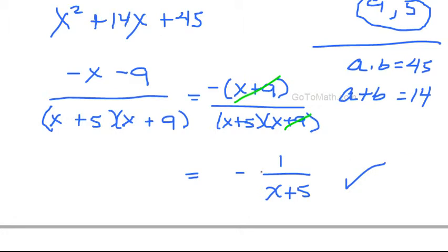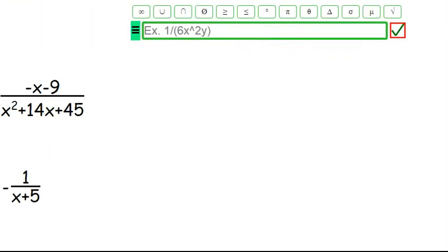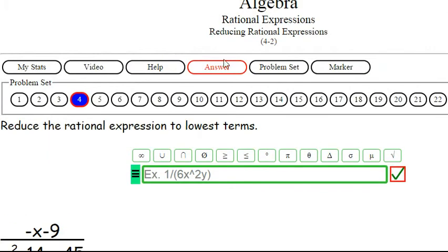We're left with 1 over x plus 5, it looks like. I mean, you look at that, you're like, how could that ever be 1 over x plus 5? Take my word for it, it happened. Well, it's negative 1 over x plus 5, reduced down to.